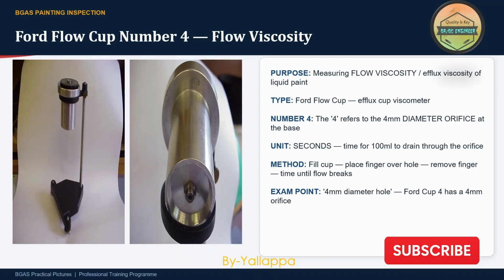This slide illustrates the Ford Flow Cup number 4. The Ford Cup measures flow viscosity by timing how long a coating takes to flow through a calibrated orifice. The result is recorded in seconds. This simple and reliable method is widely used for field viscosity checks. Inspectors frequently use Ford cups to verify thinning ratios and application consistency.